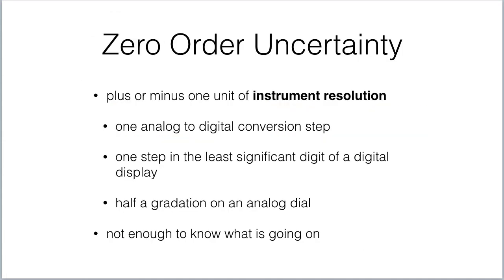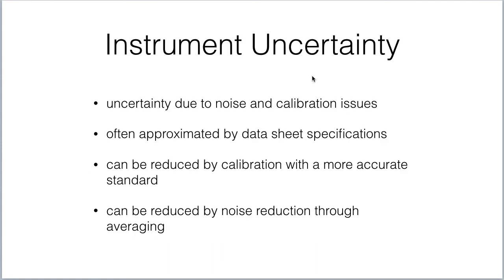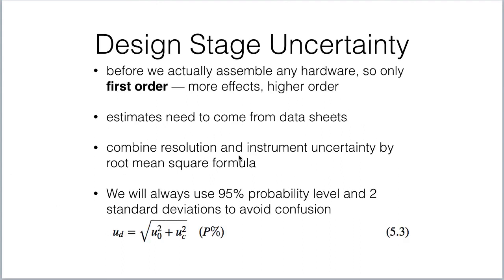So to recap, zero order uncertainty is all about instrument resolution. Instrument uncertainty comes from variations due to noise and calibration issues in the particular instrument. And the design stage uncertainty is a first order uncertainty. It's what we're going to get when we combine the instrument uncertainty here with the zero order resolution uncertainty there. And it's usually going to be a good enough estimate, at least at the time that we're selecting hardware, to know if our measurements are going to be accurate enough.